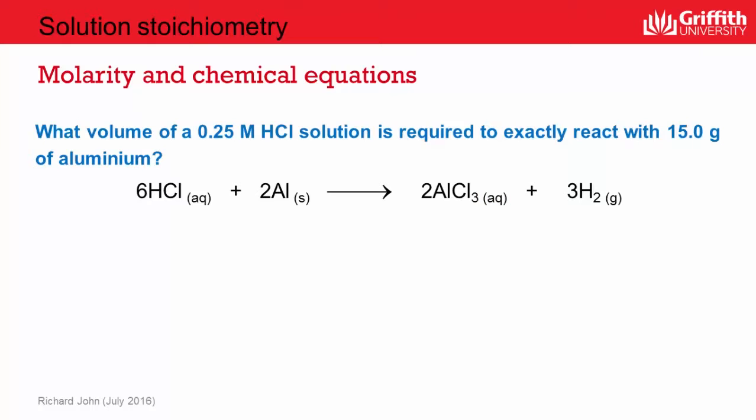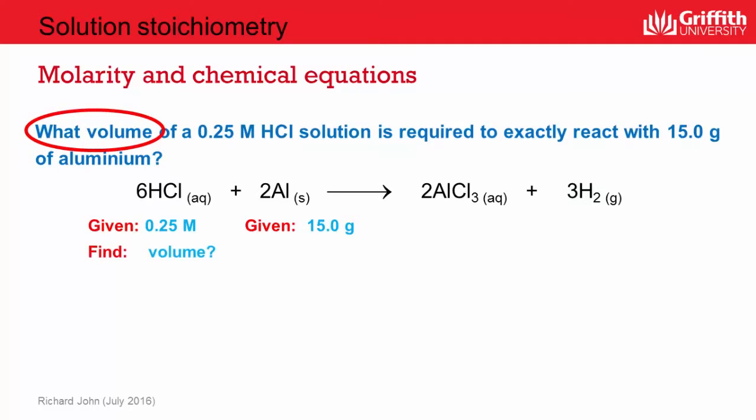It's best now just to look in some detail at the question and ask ourselves, well, what information have we been given? We've been given 15 grams of aluminium. We've also been given the fact that the solution of hydrochloric acid is 0.25 molar, so its concentration is 0.25 moles per litre. And then we've been asked to find what volume of that hydrochloric acid solution is required to exactly react with the 15 grams of aluminium.